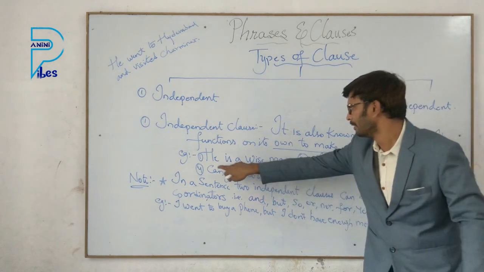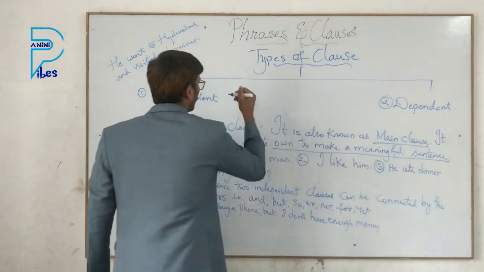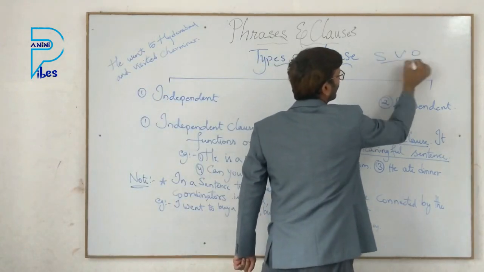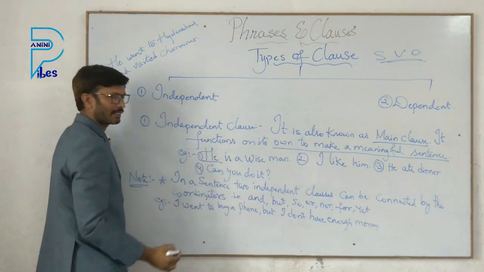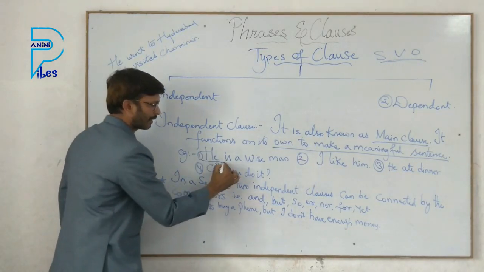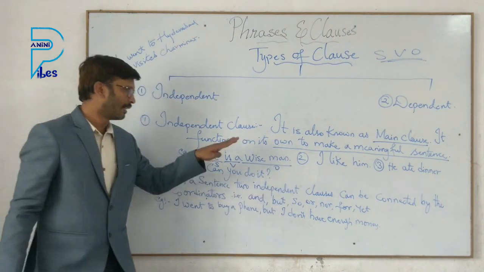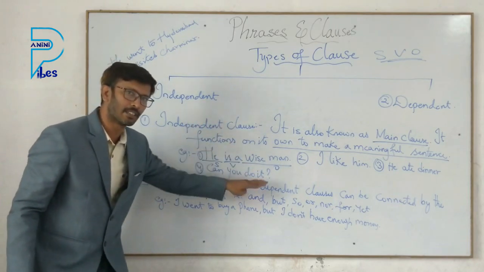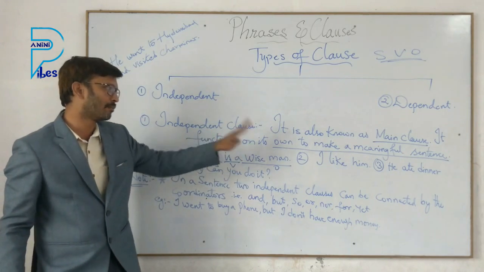For example, he is a wise man. Here, as we have already learned, clauses have a subject-verb combination. So in this example, there is a subject, he as the subject, is as the verb, and a wise man as the object. So this is making a sentence and it is independent in nature and it has its own meaning. He is a wise man.